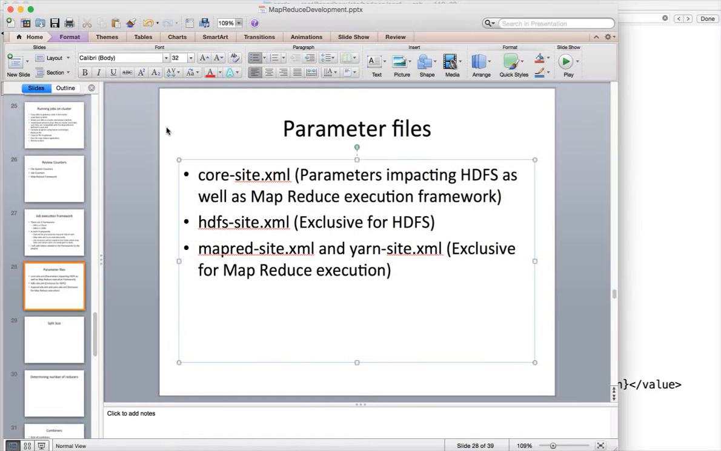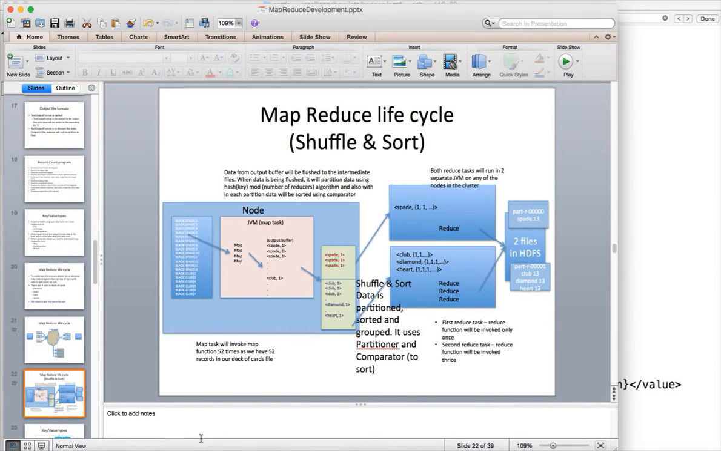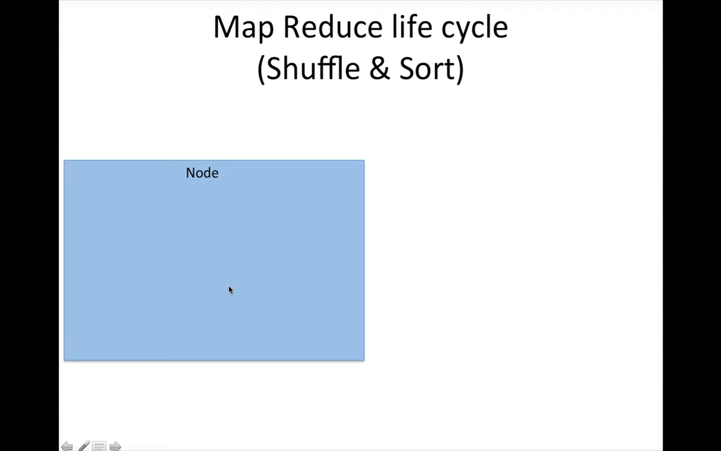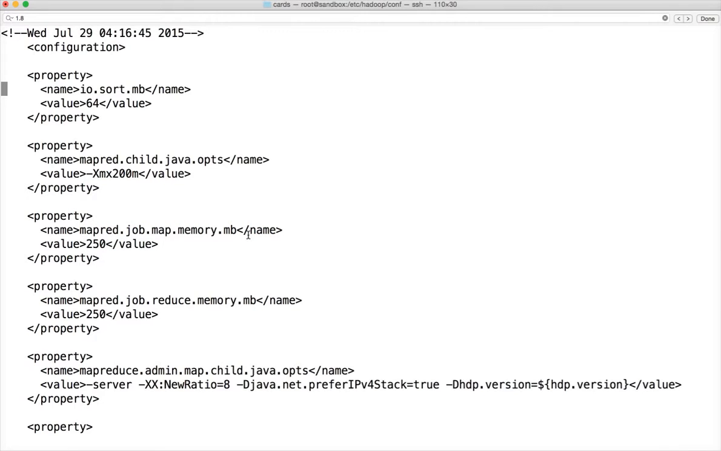So let me explain where this comes into picture. If we go back to our MapReduce life cycle, I have mentioned that the output from the mapper will be written to an output buffer. So this output buffer is a memory component, and io.sort.mb controls the size of this output buffer. And for my single node virtual machine cluster, it is 64 MB. But typically the mapper tasks or reducer tasks will be running with 2 GB memory for JVM. In that scenario, we will typically give at least 1 GB to io.sort.mb.